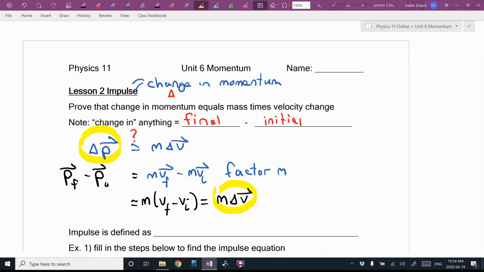And impulse is defined as the change in momentum. They're used interchangeably. If I ask you to find the change in momentum, I'm also asking you to find the impulse. If I'm asking you to find the impulse, I'm asking you to find the change in momentum. Impulse is change in momentum. You probably are going to want to commit this to memory, the idea that impulse is a change in momentum. Okay?